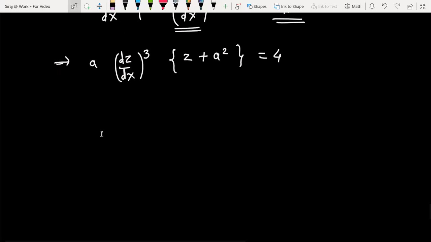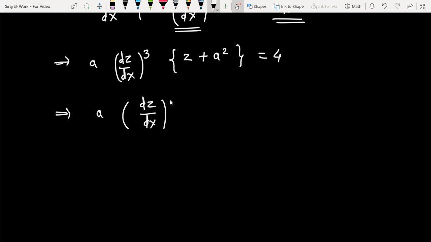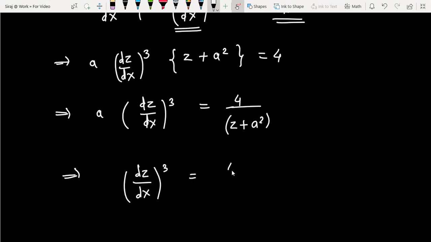Remaining all terms we will transfer on right hand side. So we can write it as a as it is रहेगा into (dz by dx) bracket cube that is equal to 4 upon (z plus a square), means (dz by dx) bracket cube that is equal to 4 upon a into (z plus a square).